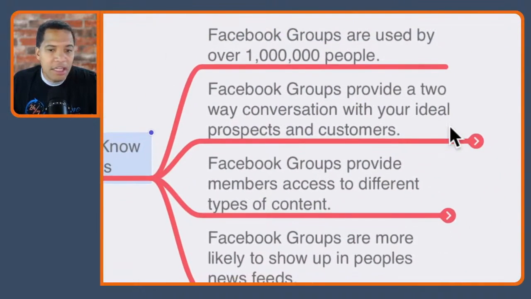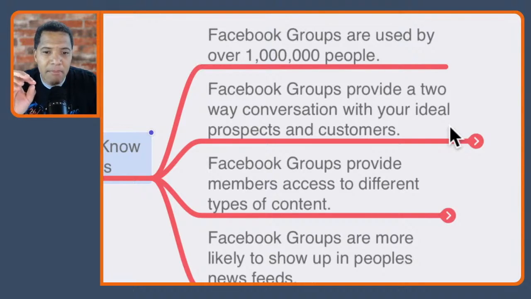But as you can see here, Facebook groups are used by over 1 million people. Facebook groups provide a two-way conversation with your ideal prospects and customers. I talked about this specifically in one of my videos. Your Facebook business page is not a good two-way conversation tool. It's really a one-way conversation tool if you think about it. You're just telling people what you're doing, and hopefully they like it and they might comment about it. But the groups allow for more community involvement.